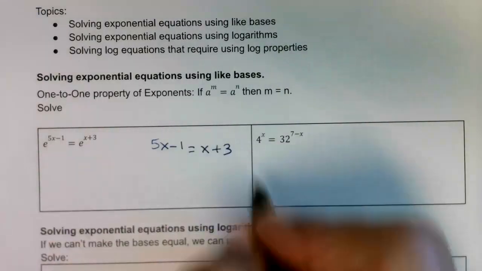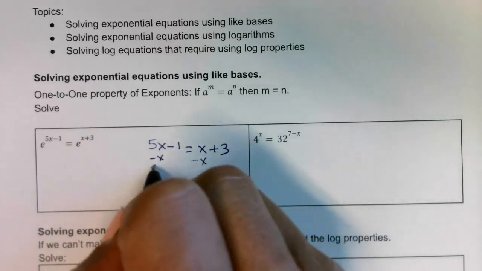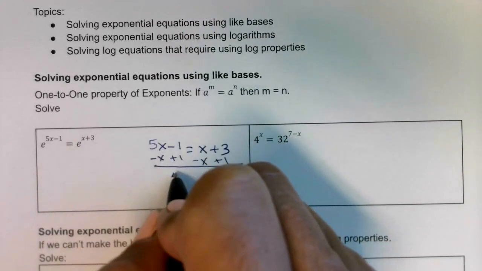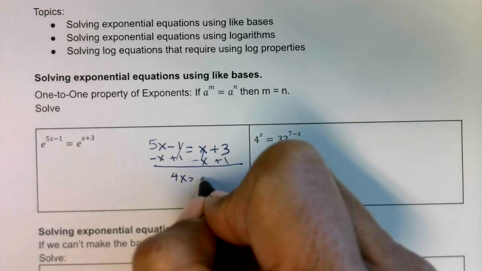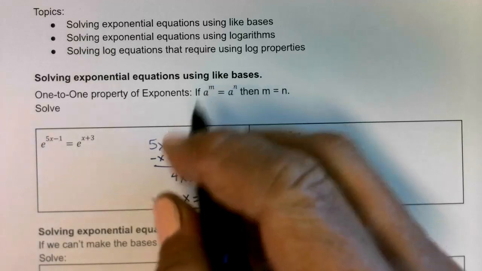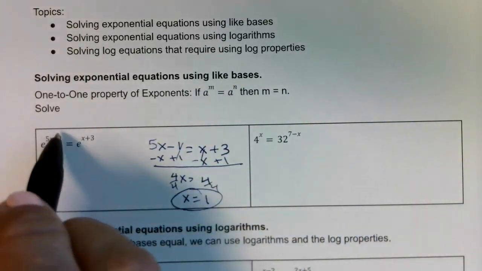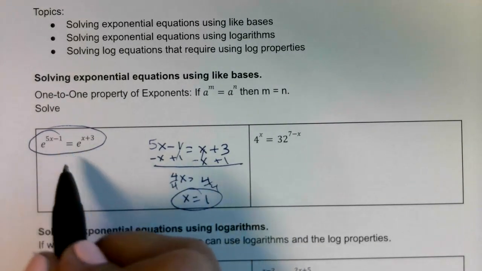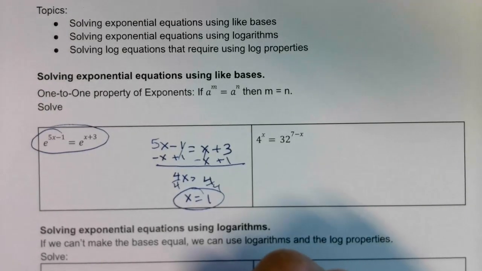And there we go. So then we would solve this equation right here. Subtract x from both sides, add 1 to both sides. So I'll get 4x equals 4. Oh, so x equals 1, right? Divide both sides by 4. So this equation is true when x equals 1. Now, you could also have solved this one by taking the natural log of both sides. So there was an option.